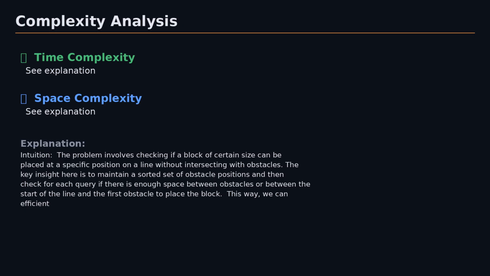So, what's the time and space complexity of this solution? The time complexity is n*m, where n is the number of queries, and m is the number of obstacles. This is because in the worst case, we're iterating over all obstacles for each query. The space complexity is n, where n is the number of obstacles, because we're storing all obstacle positions in the obstacles set. And that's it for today's problem.